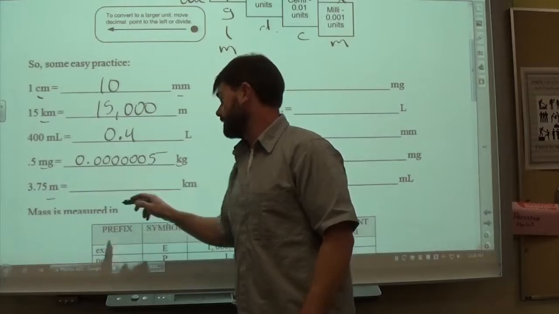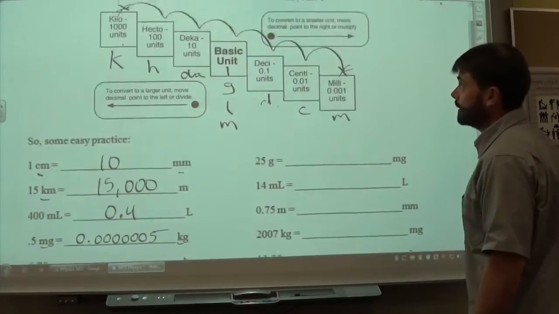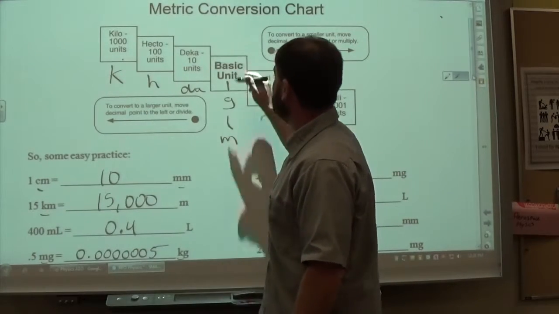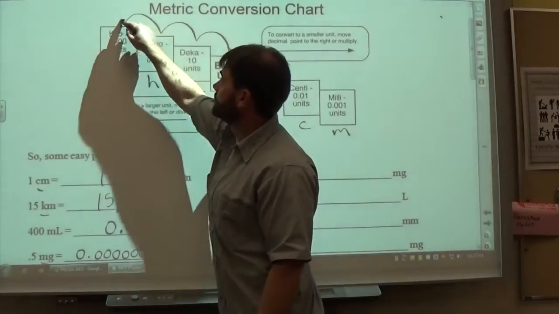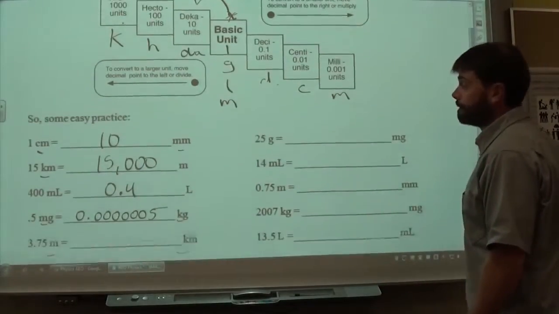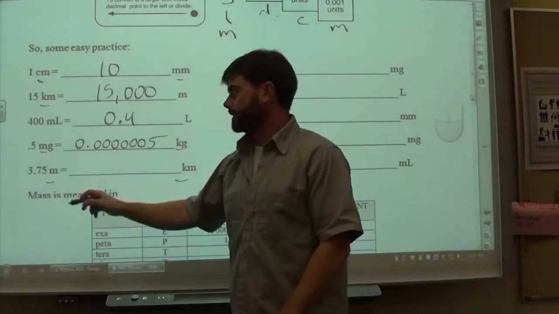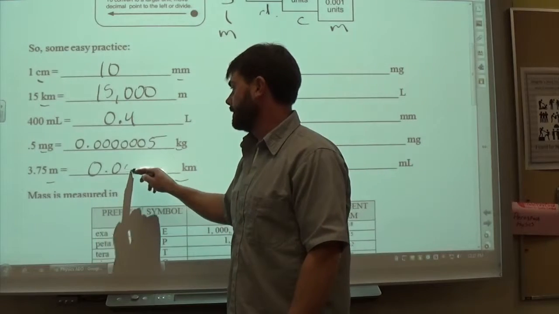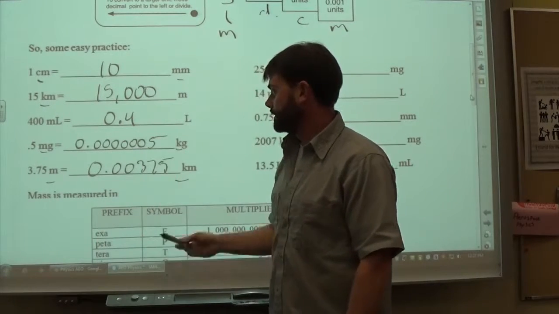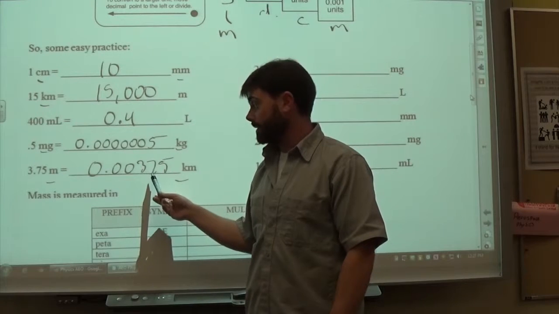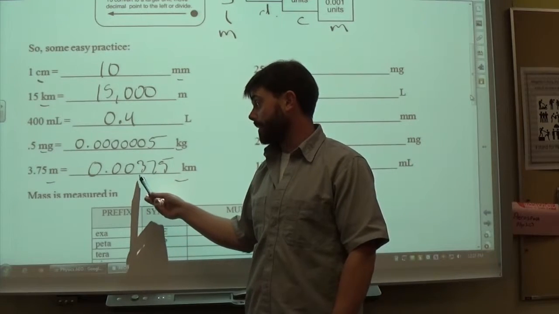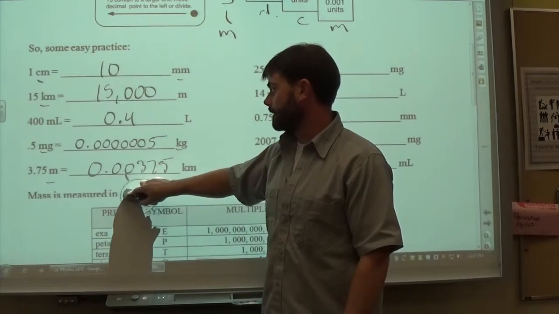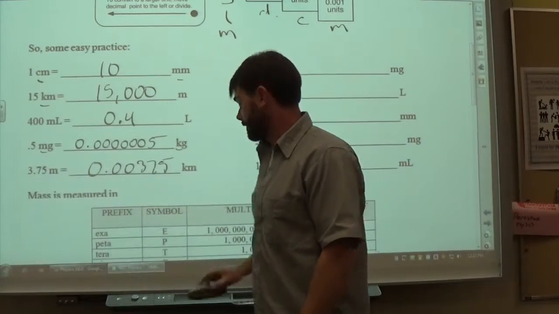Next one, we're going from the base unit to kilo. So if I scroll back up and take a look at where we're at, we start at the base unit and going to kilo, which is this direction. It's 3 directions to the left. So it's going to make this value smaller, 1, 2, 3. So by the time I jump back, I have 2 zeros, a 3 and a 7 and a 5. Remember, the decimal was originally between the 3 and the 7. If I move it back 1, 2, 3 spaces, I'm left with 0.00375.